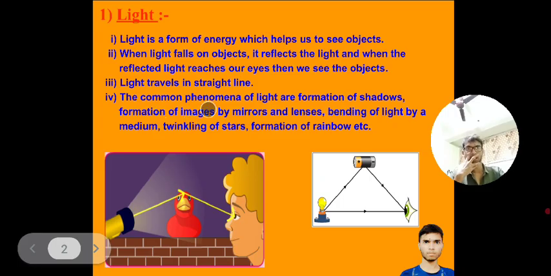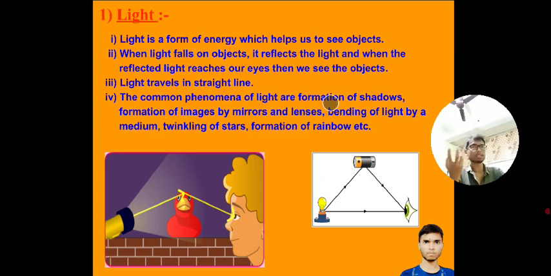Light travels in a straight line. This is a fact that light will always travel in a straight line. You can turn the direction of light, but remember, light will always travel in a straight line anyhow. It will not be curved, only straight.